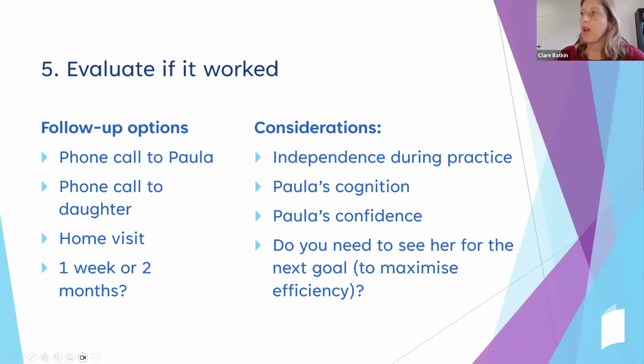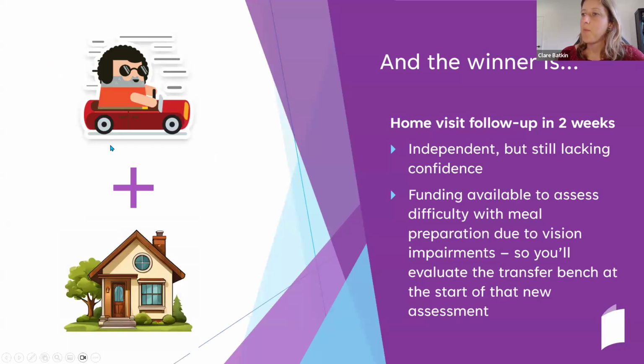So in this case, my winner would be that I'd probably get in my car and do a bit of a home visit. We're going to assume that maybe she was independent when we did the trial, so we were happy to leave the equipment there, but she still was lacking a bit of confidence. So we might give her a couple of weeks to practice, make sure her daughter's going to reinforce that with her, and then maybe go back in a couple of weeks and actually check and see it for ourselves.